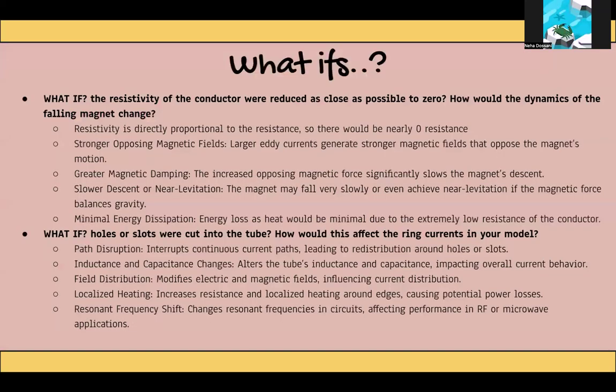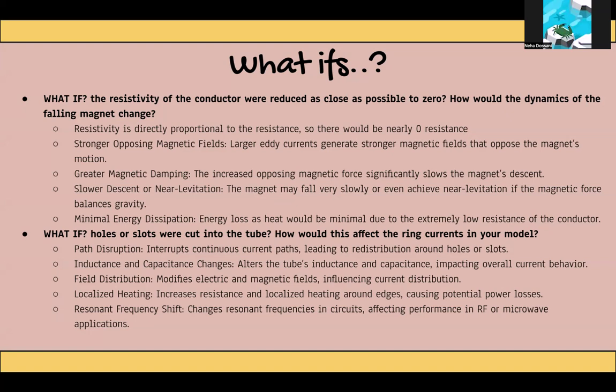For the first what-if question: what if the resistivity of the conductor were reduced as close as possible to 0, and how would the dynamics change? Resistivity is directly proportional to resistance, so there would be nearly 0 resistance. There would be greater magnetic damping. The increased opposing magnetic force significantly slows the magnet's descent, and the magnet may fall very slowly or even achieve near levitation. The magnetic force balances gravity.